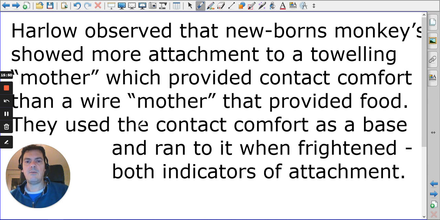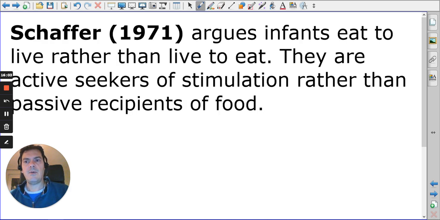And we see the second one here says they chose as a base to run to when frightened. Both of those being quite good indicators that they would choose contact comfort over food. Another one we can turn to is Schaffer. Schaffer said that infants eat to live rather than live to eat. Active seekers of stimulation rather than passive recipients of food.